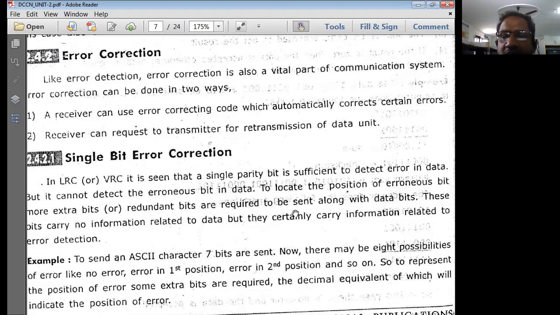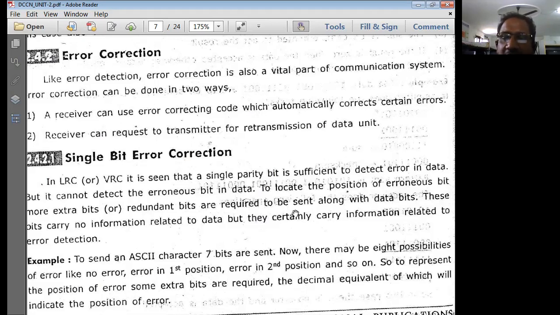Here, in the case of the error correction method, two things are happening. We are locating the error and we are correcting the error. If the transmitted data bits are erroneous, we are locating the error, meaning detecting the error, and we are correcting the error. Two things are normally done in the error correction method.